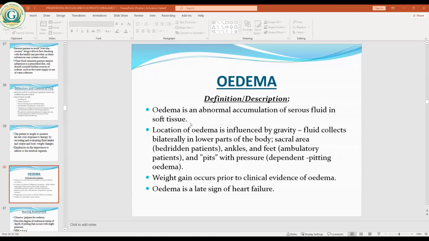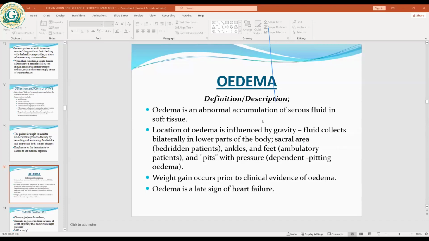Okay, so edema is an abnormal accumulation of serous fluid in the soft tissues. The difference between edema and fluid volume excess is that in fluid volume excess, the whole of the plasma fluid is pushed into the interstitial spaces based on concentration differences. But in edema, you only have the serous fluid moving into the tissue spaces. So what is the difference between serous fluid and the plasma?